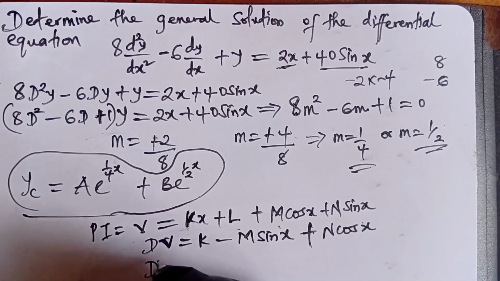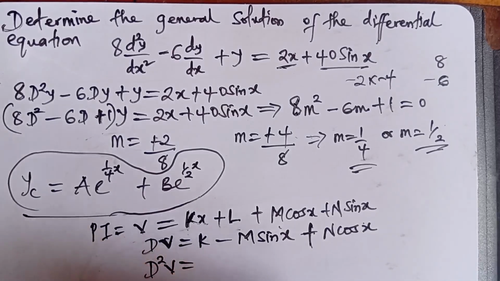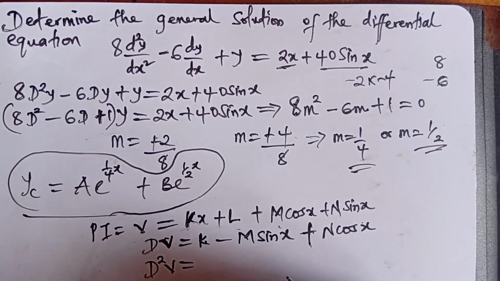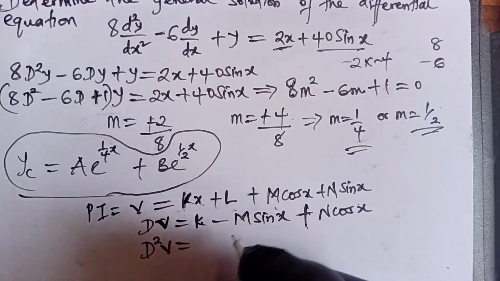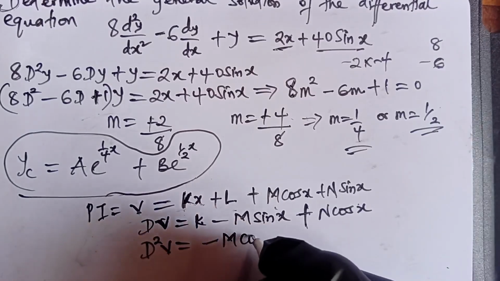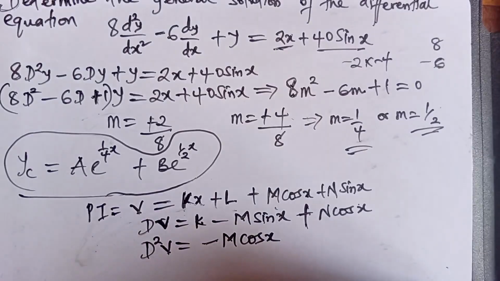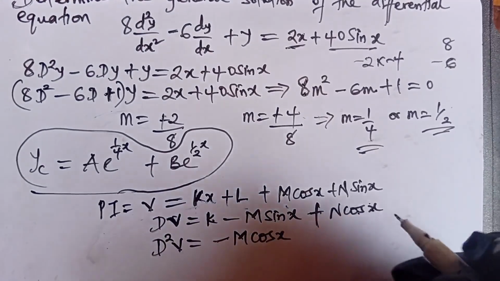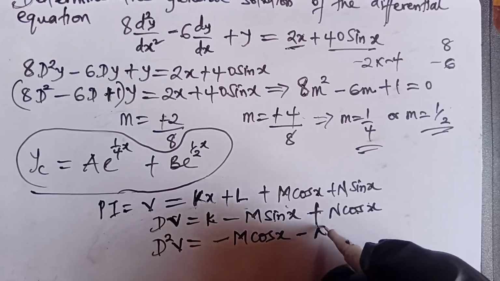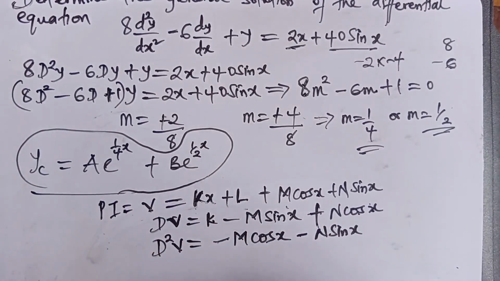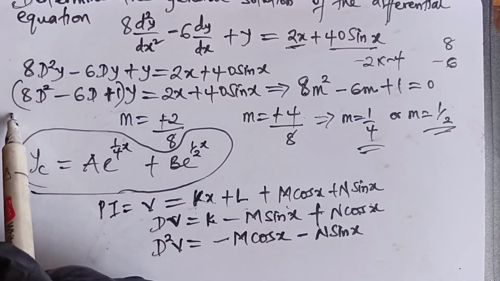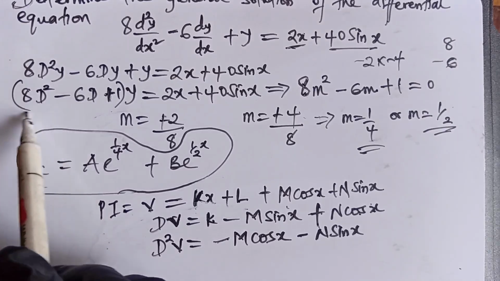So what will be D squared v? Differentiate k now to get 0, because k is a constant. Differentiate minus m sine x to get negative m cosine of x. Differentiate n cosine x to get minus n sine x. You get it? So this is D squared v and this is Dv. Let's now go to the auxiliary equation. This is the D operator equation.